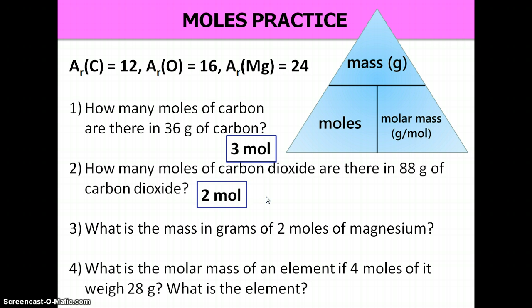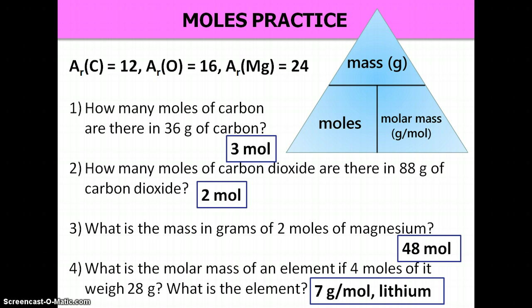The mass in grams of 2 moles of magnesium, well, magnesium weighs 24 grams per mole. 2 moles of it, 2 times 24, 48 moles. Sorry, that should say 48 grams. So 48 grams of magnesium. What is the molar mass of an element if 4 moles of it weigh 28 grams? And then what is the element? Well, if 4 moles of it weigh 28 grams, the mass is 28 grams, the number of moles is 4, 28 divided by 4 gives us a molar mass of 7 grams per mole. Look that up on the periodic table. An element with 7 grams per mole is lithium.